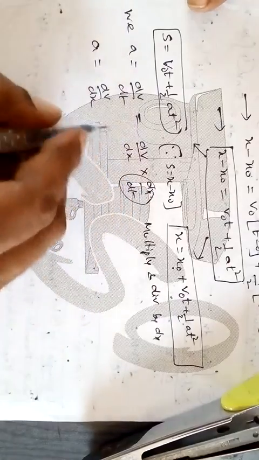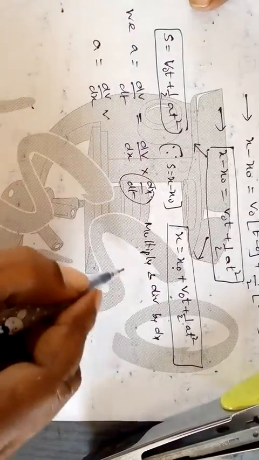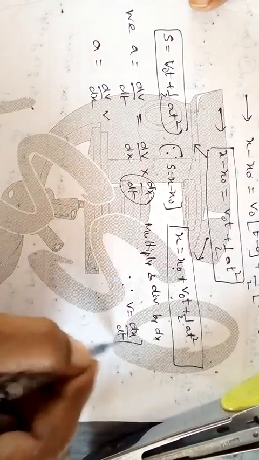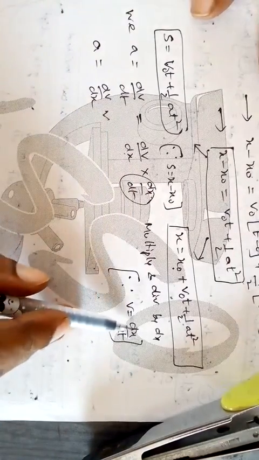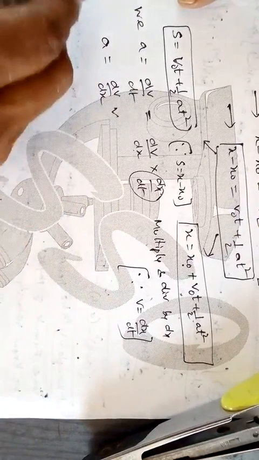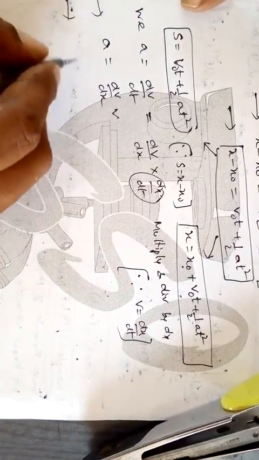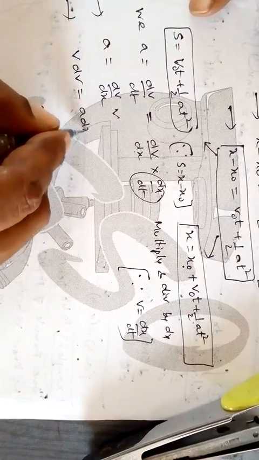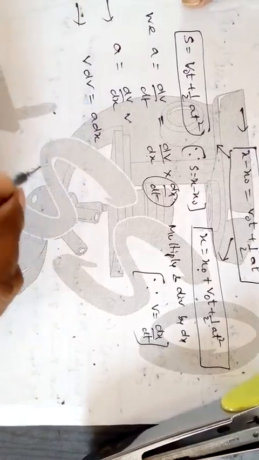What is dx by dt? It is velocity. Since v is equal to dx by dt, according to the definition, rate of change of position is called velocity. That's why I have written velocity here. Now cross multiplication: v dv is equal to a dx.